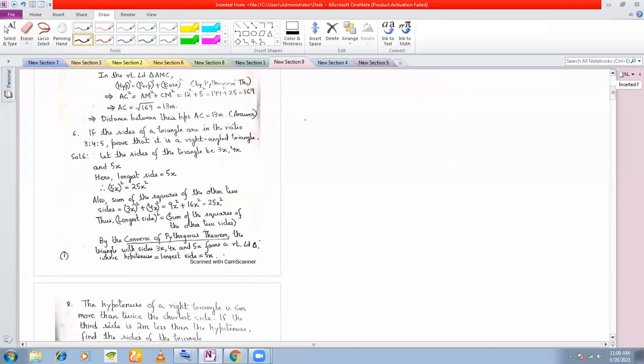Number 6. The question here is, if the sides of a triangle are in the ratio 3:4:5, prove that it is a right angle triangle. Now if the sides are in the ratio, I can say let the sides of the triangle be 3x, 4x and 5x, or 3k, 4k and 5k also you can take, right?